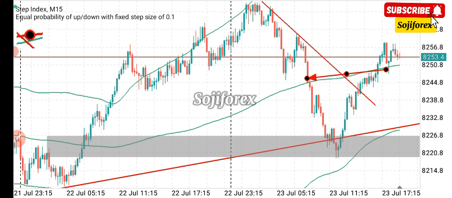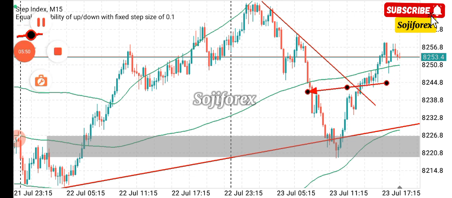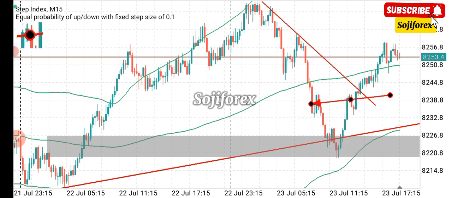Because price is below the middle Bollinger Band on a lower time frame does not mean I am in a downtrend. I am in an uptrend. Okay? I am in an uptrend. I am not in a downtrend.